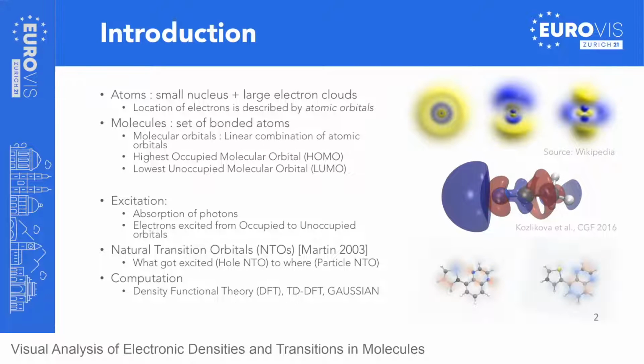A transition or excitation is a result of absorption of photons. During this excitation, electrons get excited from occupied to unoccupied orbitals. To capture one excitation, Martin proposed the notion of natural transition orbitals, which capture what got excited, represented by the hole NTO, to where it got excited, represented by the particle NTO. The computation of natural transition orbitals is fundamentally done based on density functional theory, usually using software called Gaussian.